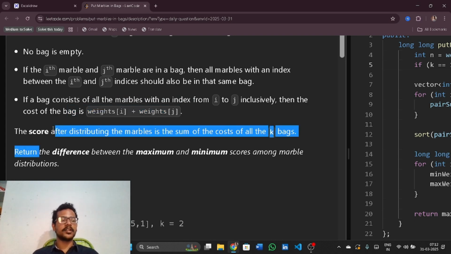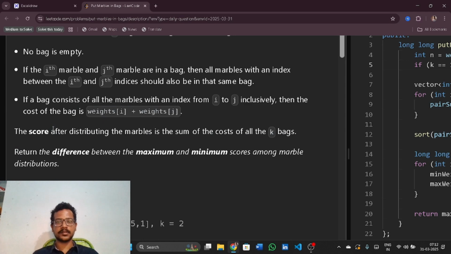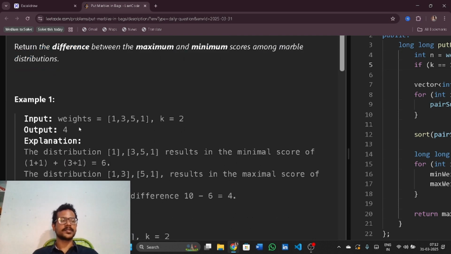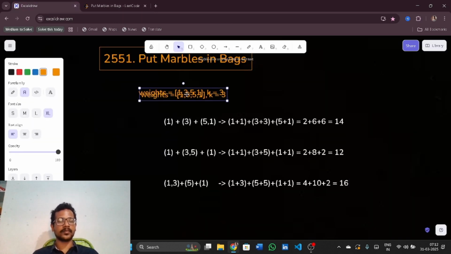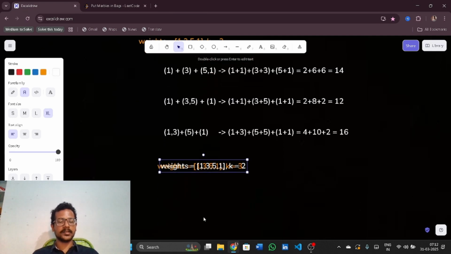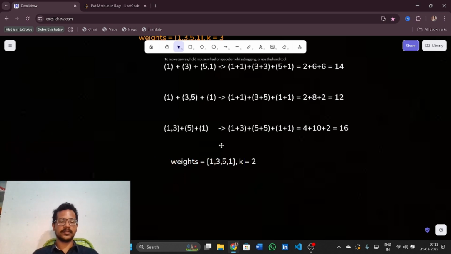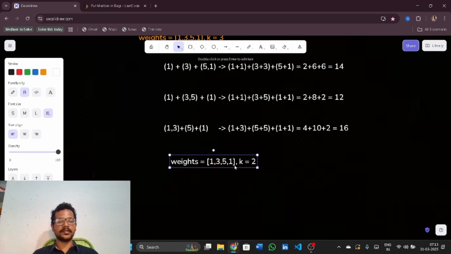Now, the score after distributing the marbles is the sum of the cost of all the k bags. Return the difference between the maximum and minimum scores among marble distributions. So, before changing the example, let us take the same example as given. Here is the example.